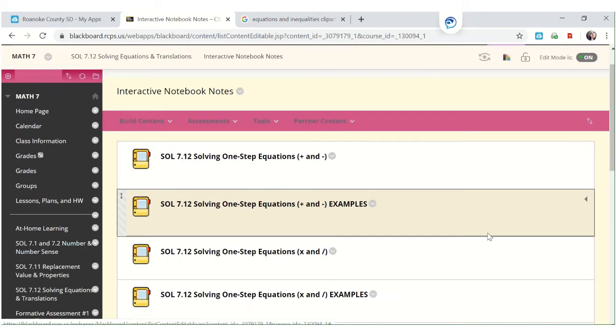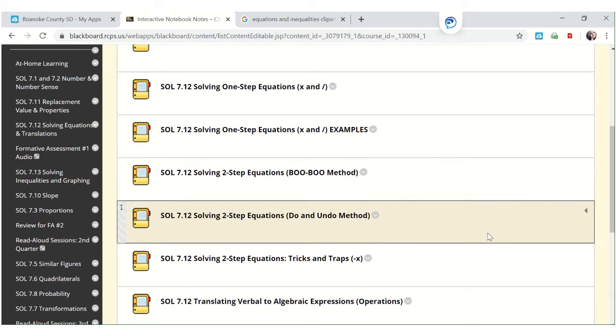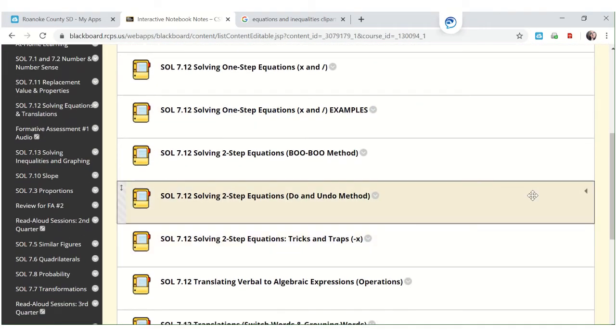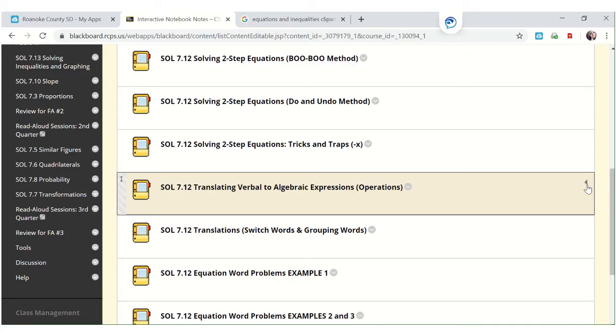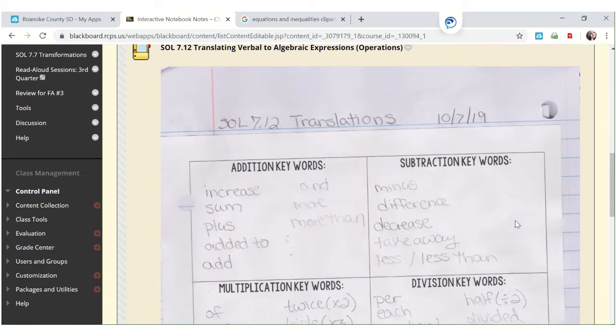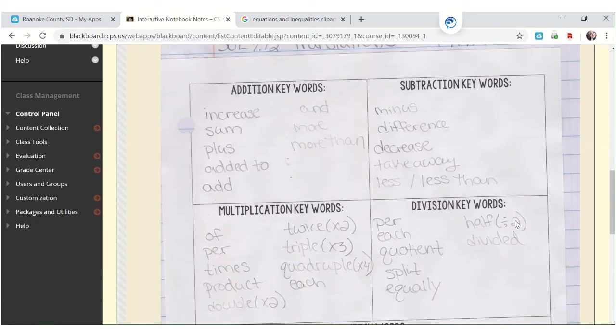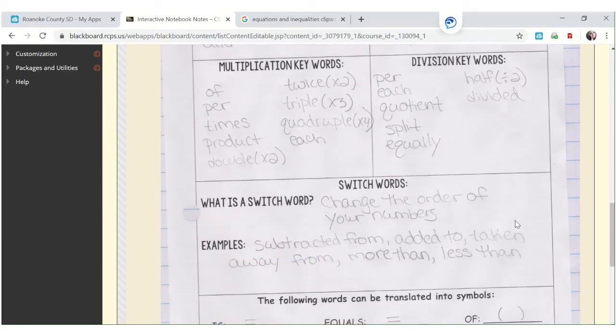One step right now probably seems so easy because we've done so much more than that. We had the two methods, the boo-boo method and the do and undo method. Okay, I'm going to go to translating. So these were the words we wrote down for adding, subtracting, multiplying, and dividing.